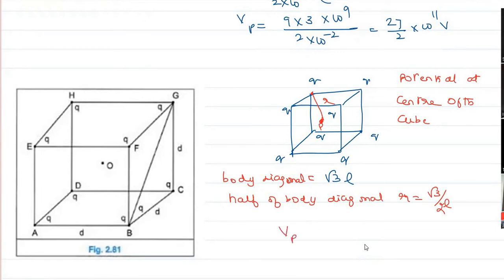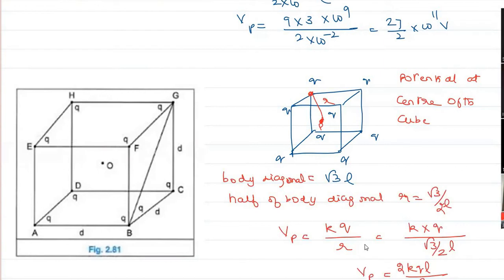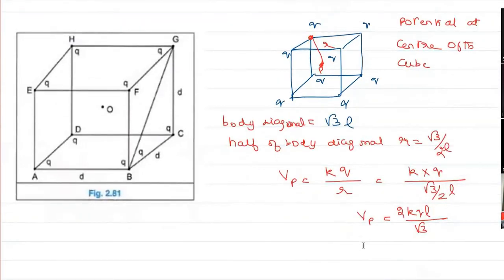Now what is the potential at the point P? You find it due to one charge, then the rest, totally 8 charges are there, you can simply multiply it. So Vp due to one charge, what will it be? KQ by R. What is the value? K into Q is Q only, divided by root 3 by 2 into L. So the value will be 2KQ by root 3 L. This is the potential due to one single charge at the center.